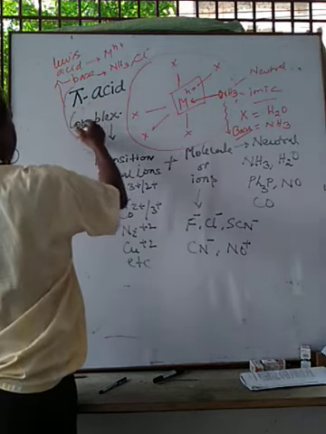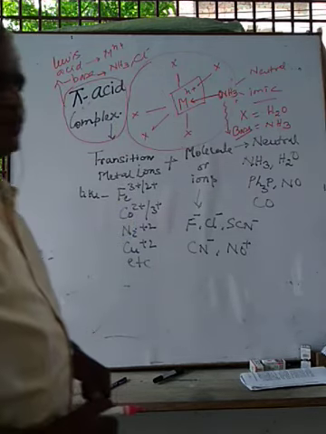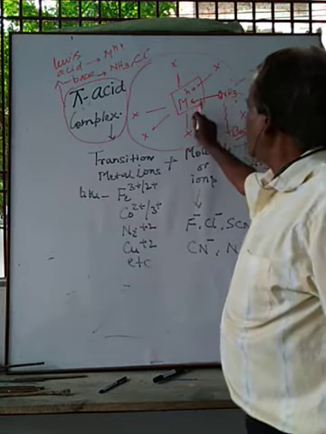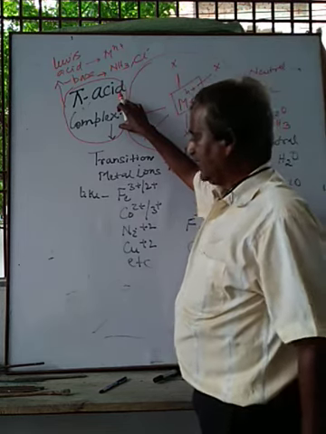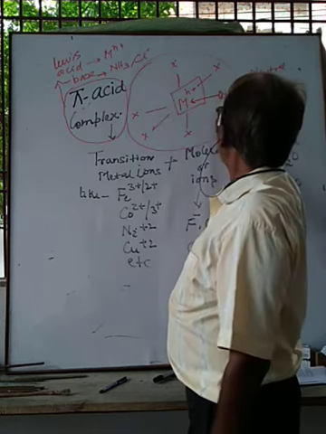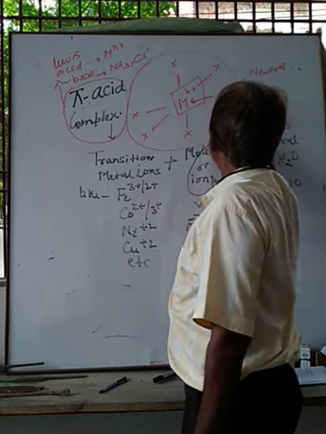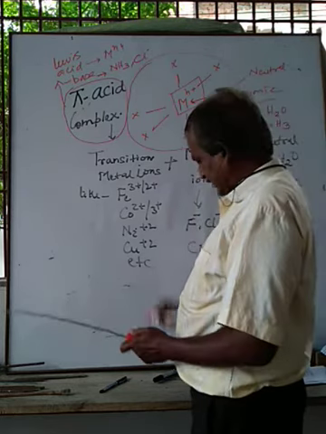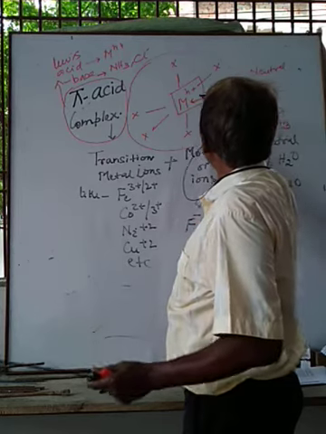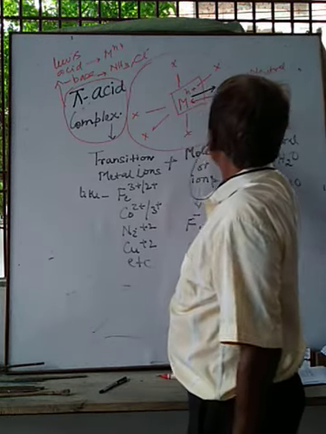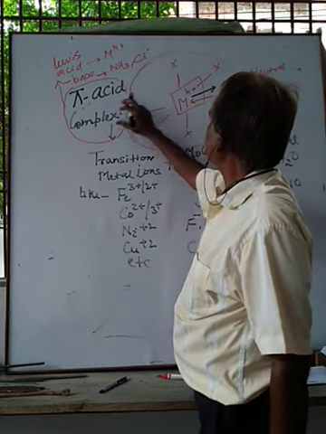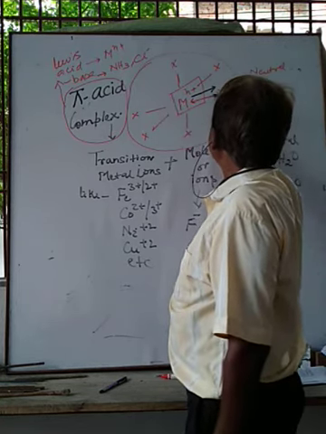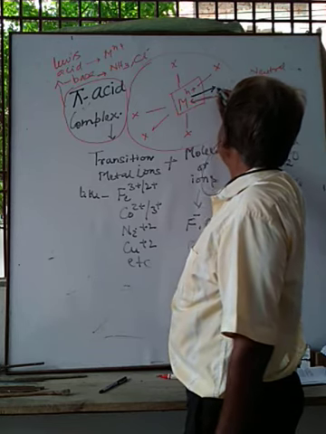But in pi acid complex, there are some types of ligands which, in addition to donation of electron, also accept the electron from metal ions. कहने का मतलब कि कुछ वैसे कॉम्प्लेक्स हैं जहां पर कि कुछ वैसे लिगेंड होते हैं क्योंकि इलेक्ट्रॉन के डोनेशन के साथ साथ ये इलेक्ट्रॉन का एक्सेप्ट भी करते हैं.